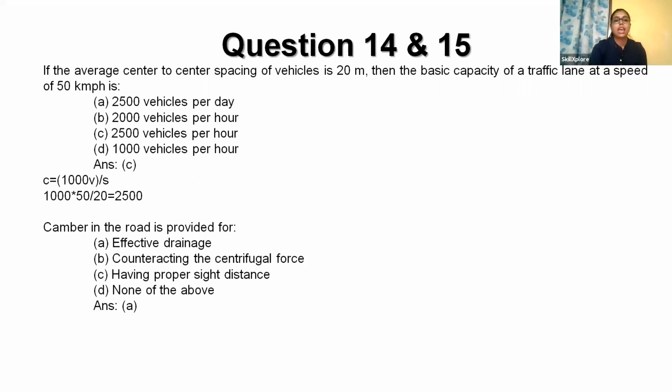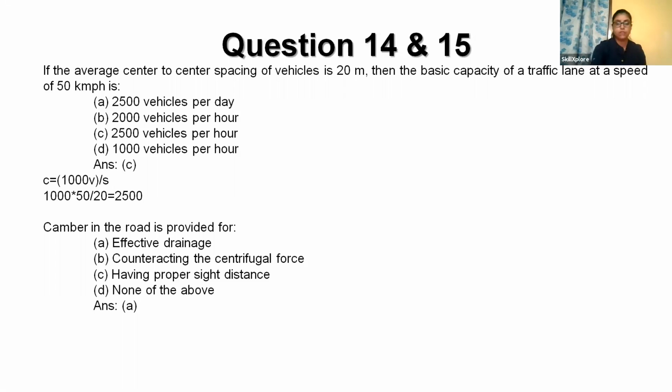Next is, if the average center to center spacing of vehicles is 20 meters, then the basic capacity of a traffic lane at the speed of 50 km per hour is. So for this, we have to know the basic capacity formula. C is equal to 1000 V divided by S. Here V is the design speed, given as 50 kilometers per hour, and S is the stopping sight distance, the center to center distance between the vehicles. It is also provided. So direct substitution: basic capacity is equal to 1000 V divided by S.